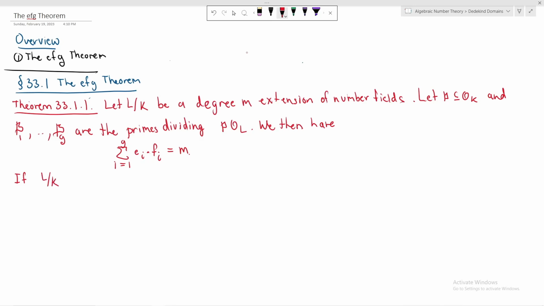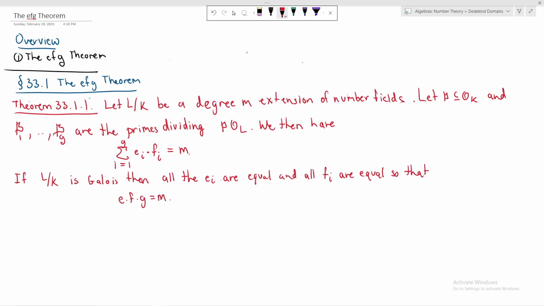If we have the additional information that L over K is Galois, then we can say that all the E sub i's are equal, and all the F sub i's are equal, so that our equation above just becomes E times F times G is equal to M. So this is kind of where the theorem gets its name. Here, the E is the common value of all the E sub i's, and F is the common value of all the F sub i's.